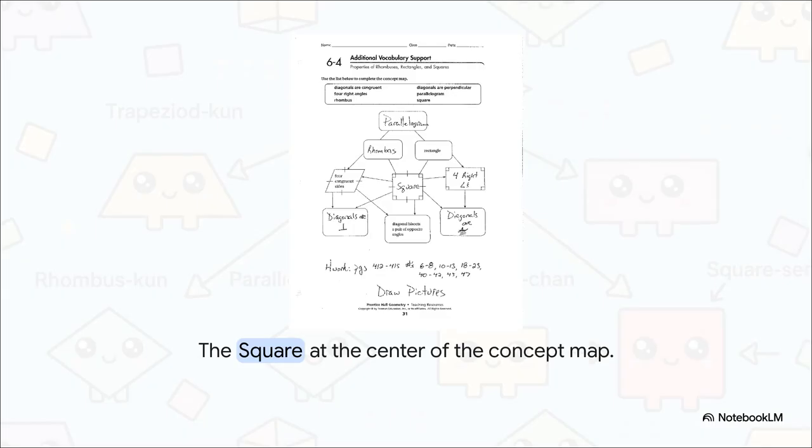And that brings us to the golden child of the family, the square. Resting perfectly in the center of our concept map, it draws traits from both the rhombus and the rectangle.